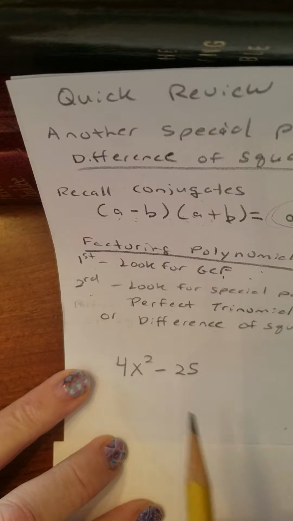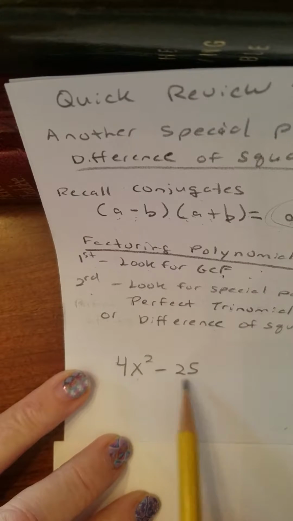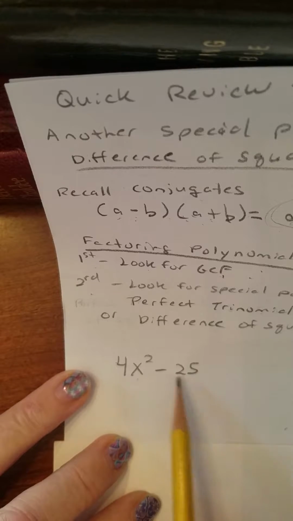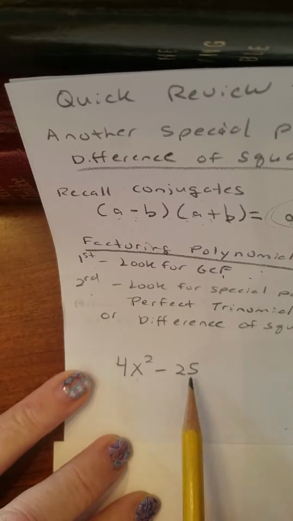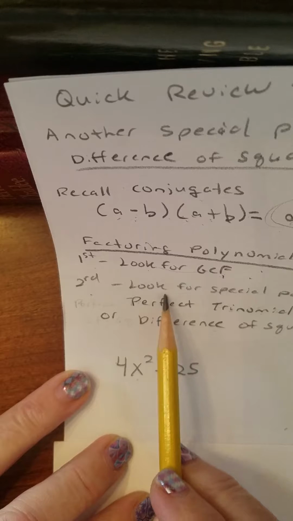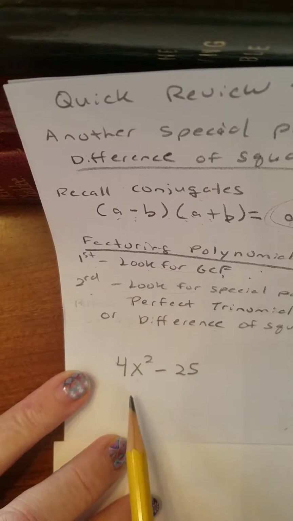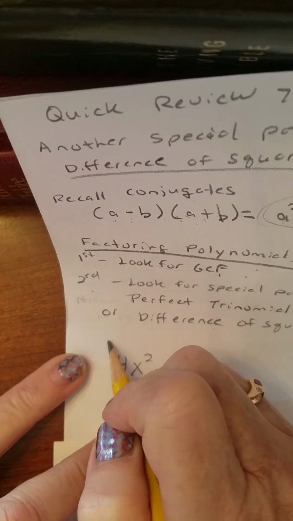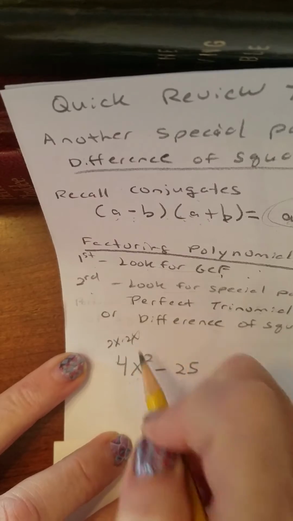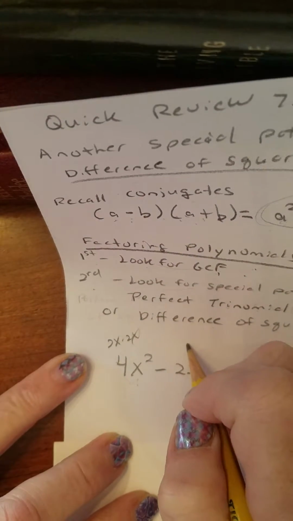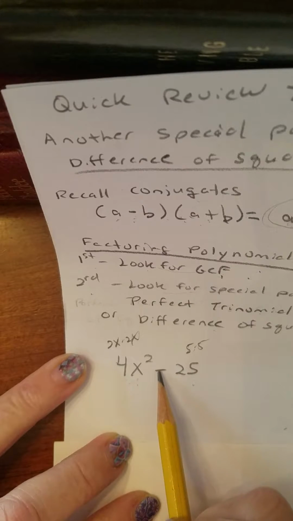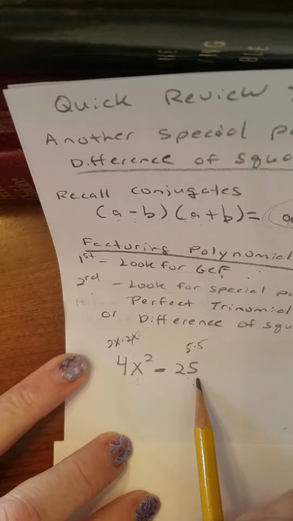Is there a GCF? Do they both have x's? No. Are they both divisible by 4? No. Divisible by 2? No. So there's no GCF. So now we're going to look at a special pattern. Notice we have a binomial. Anytime you have a binomial, you ask yourself, is this a perfect square minus a perfect square? Well, 2x times 2x is a perfect square, and 5 times 5 is a perfect square, and they're subtracting. So this is a difference of squares.